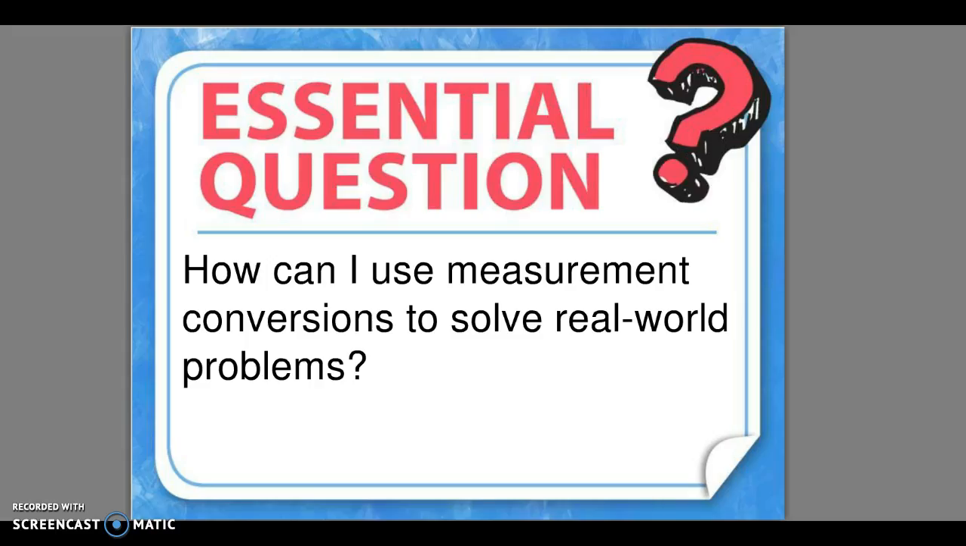Remember, our essential question for this chapter is how can I use measurement conversions to solve real-world problems? So we want to keep this question in mind as we go throughout the lesson today.